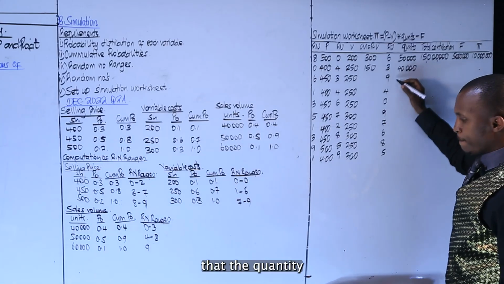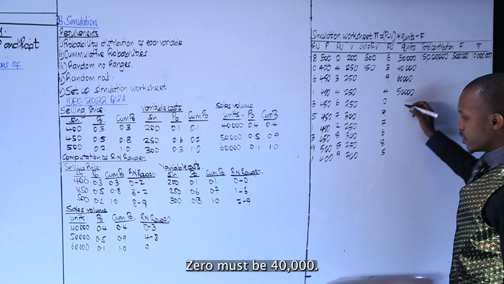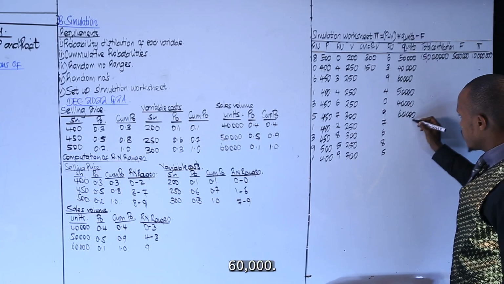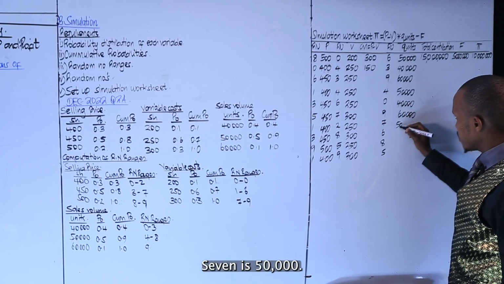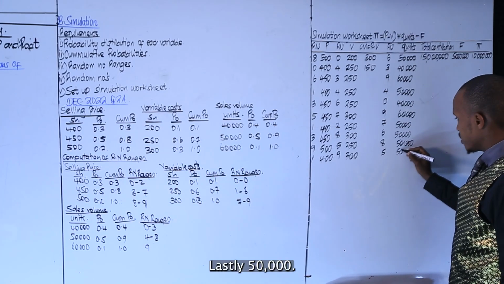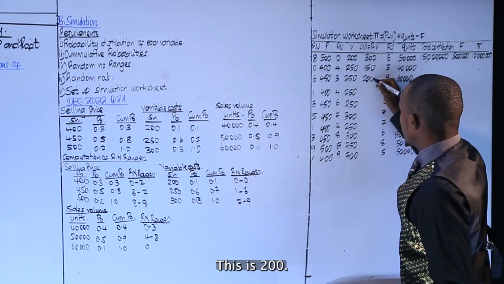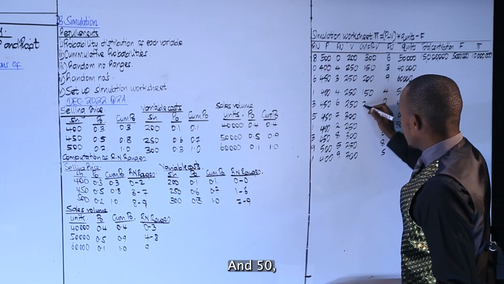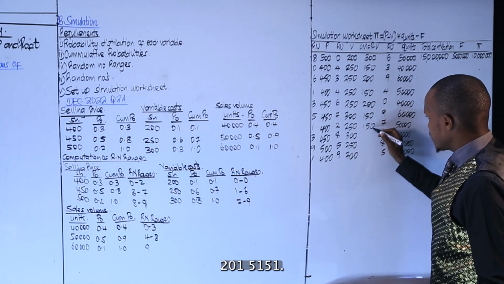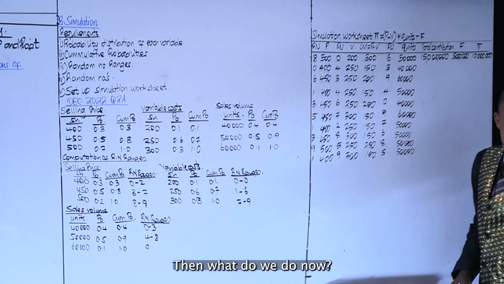The quantity, 9 is 60,000. 4 is 50,000. 0 must be 40,000. 60,000. 7 is 50,000. 6 is 50,000. 50,000. And lastly 50,000. Contribution margins: 200, 150, 200, 150, 150, 150, 250, 100. Then what do we do now?